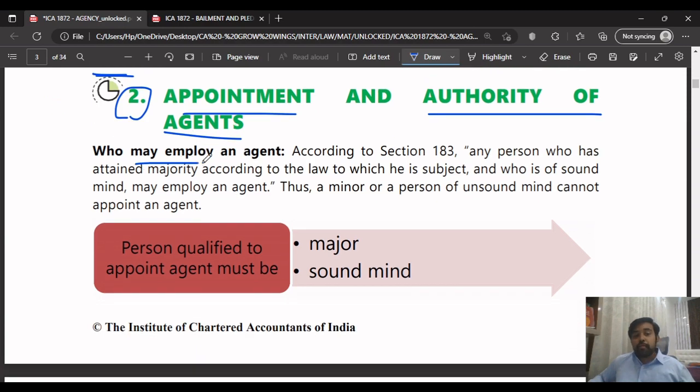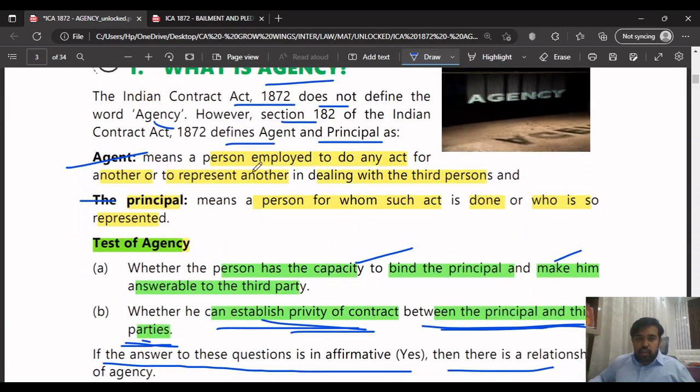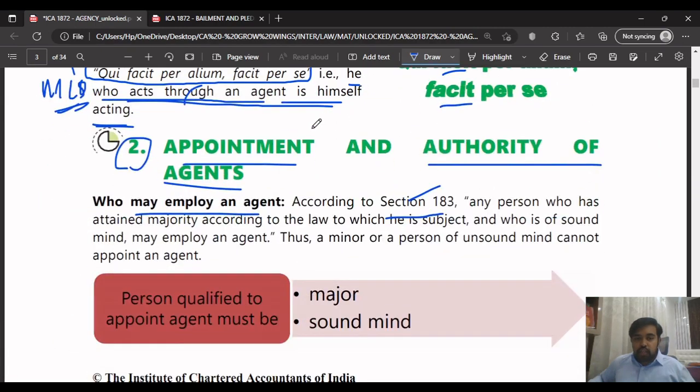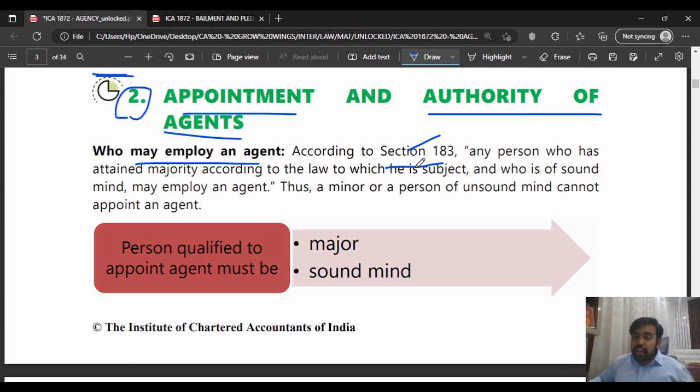So, who may employ an agent as per Section 183? Section 182 was our first section, which, as per the Indian Contract Act, defines the agent and principal. Next, coming to Section 183, who may employ an agent? Any person who is a major, not a minor, and is of sound mind.